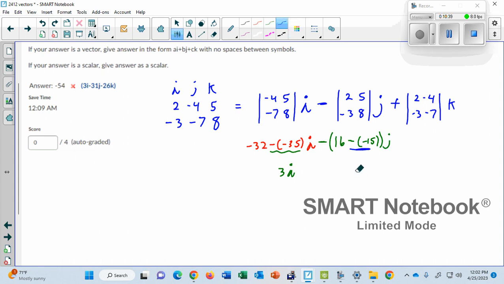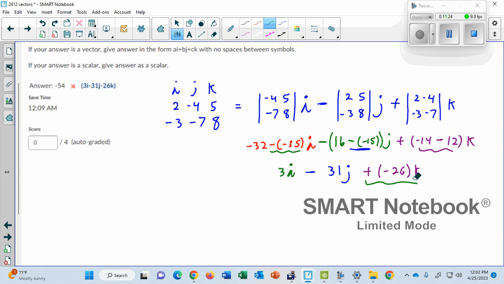So I have those double negatives right there, so I'm going to end up adding that, so I'm going to end up getting a minus 31j. And then let's look at the last part here. So then I have a plus, so I multiply going down, which would give me negative 14. And then minus, multiply going up, negative times negative, I'm going to get positive 12. But that minus is part of the determinant process. And then times k. And those are both negative, so that will come together as plus negative 26k.